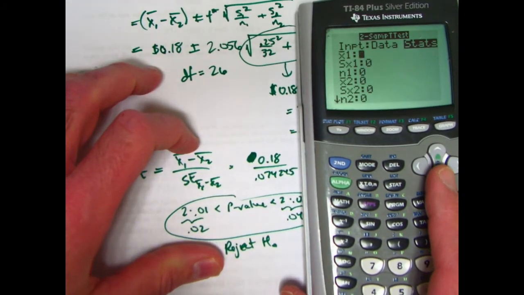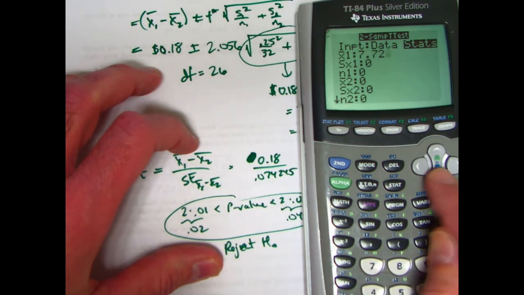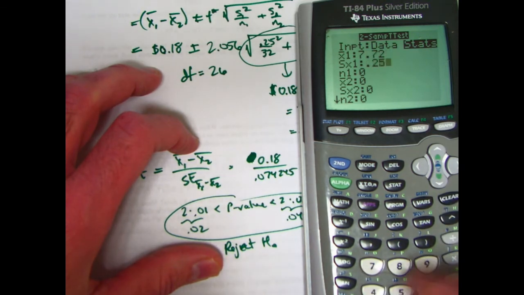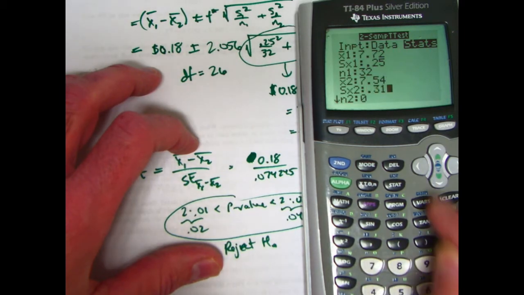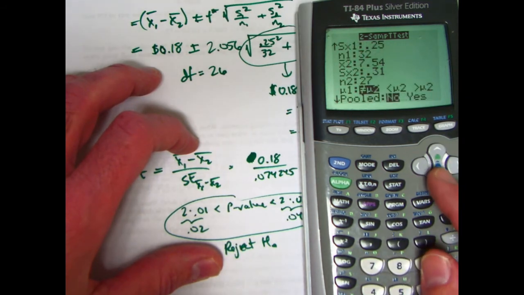X1 bar was 7.72, S1 was 0.25, N1 was 32. Hoping you wrote those numbers down. X2 bar was 7.54, S2 was 0.31, and N2 was 27. We're doing a two-tailed test. We are not pooling. We're not assuming the population standard deviations are the same.